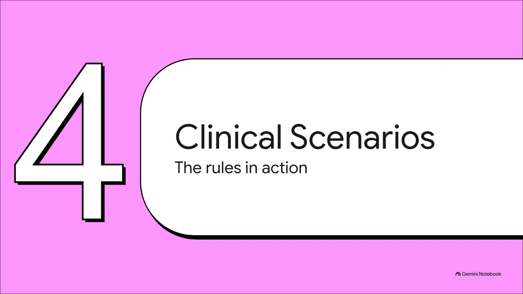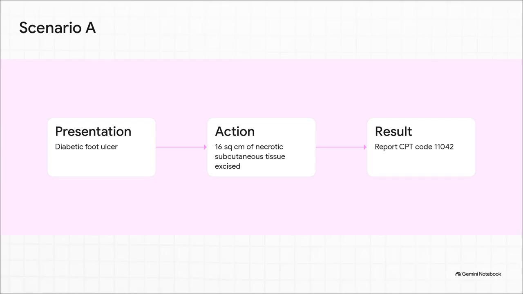Section 4, clinical coding scenarios. Let's look at a pretty straightforward presentation first. Say we have a patient with a diabetic foot ulcer. The clinician takes a scalpel and excises 16 square centimeters of necrotic subcutaneous tissue. Simple enough, right? Because the deepest layer removed was subcutaneous fat, we are solidly in Tier 1. And since the total surface area was under 20 square centimeters, CPT code 11042 is our clear winner. Boom, no add-on codes needed.